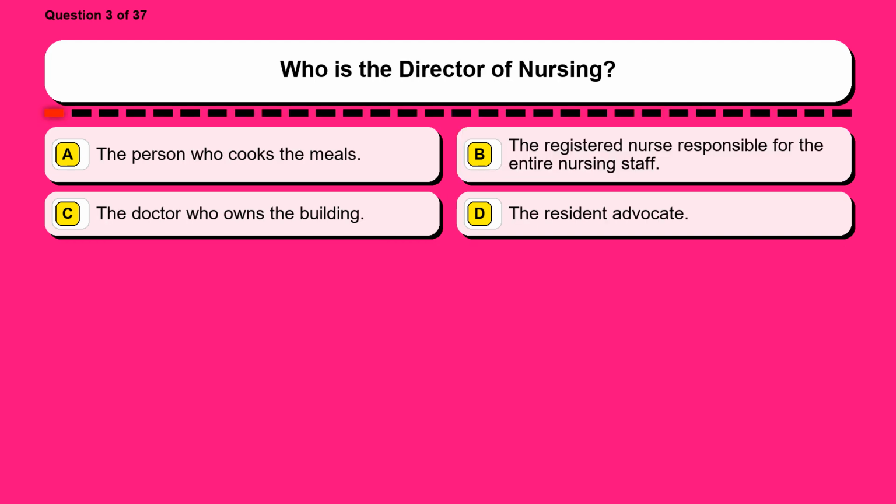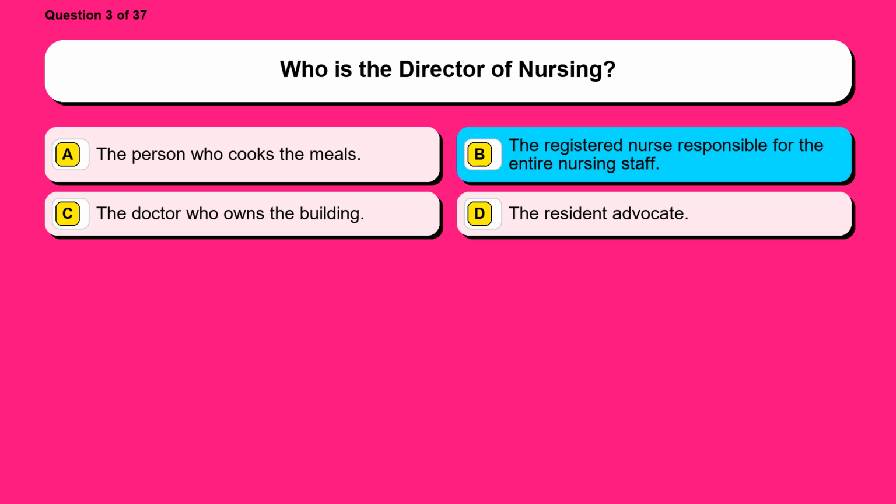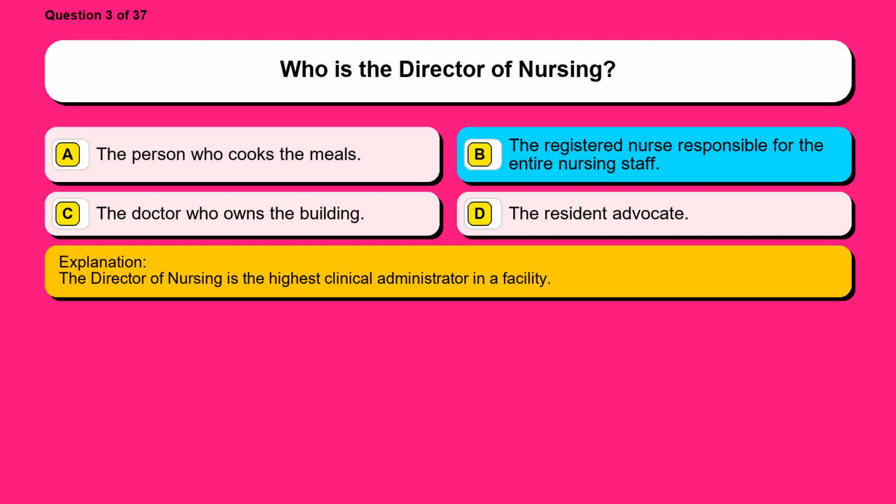Question 3. Who is the director of nursing? Option A. The person who cooks the meals. Option B. The registered nurse responsible for the entire nursing staff. Option C. The doctor who owns the building. Option D. The resident advocate. The correct answer is option B. The registered nurse responsible for the entire nursing staff. The director of nursing is the highest clinical administrator in a facility.